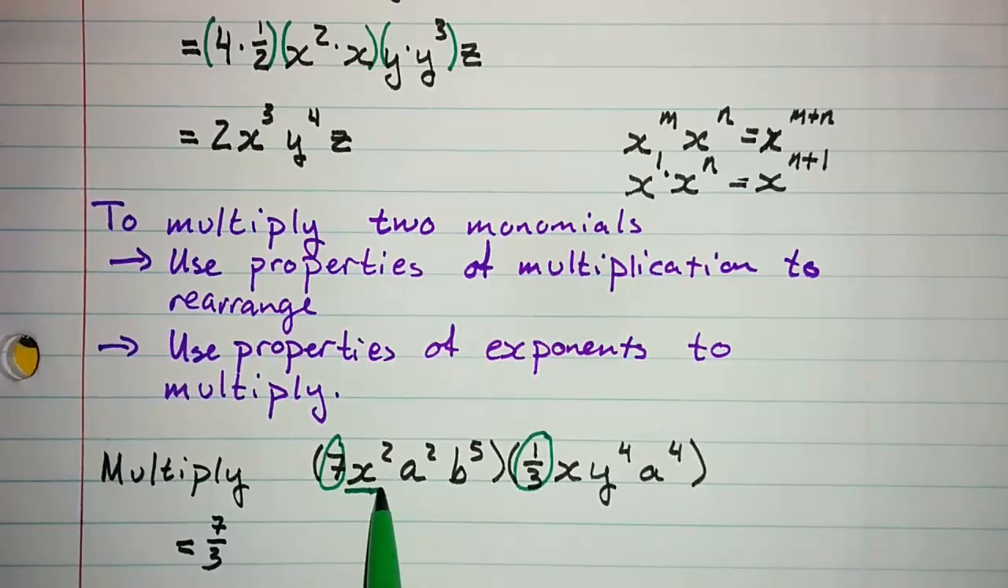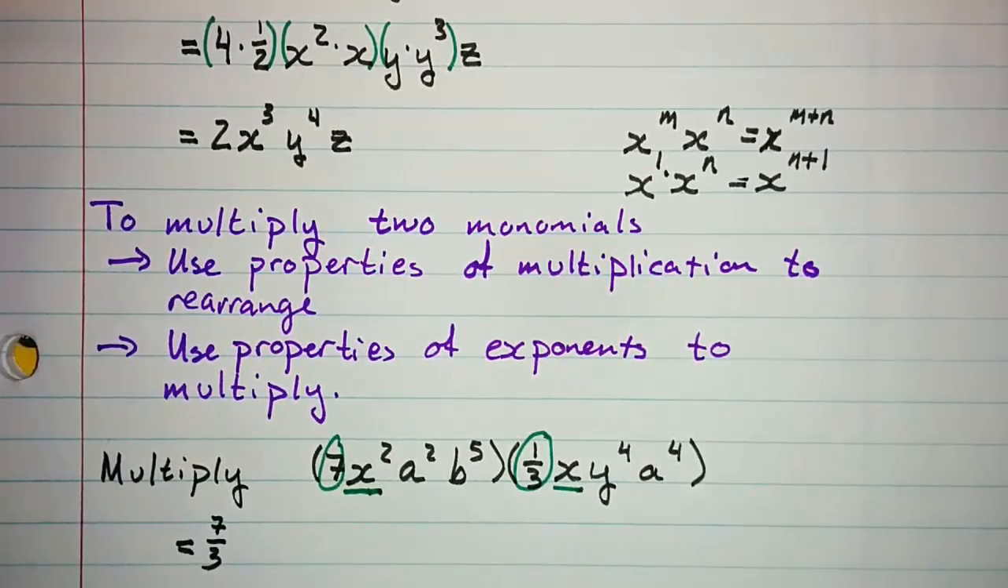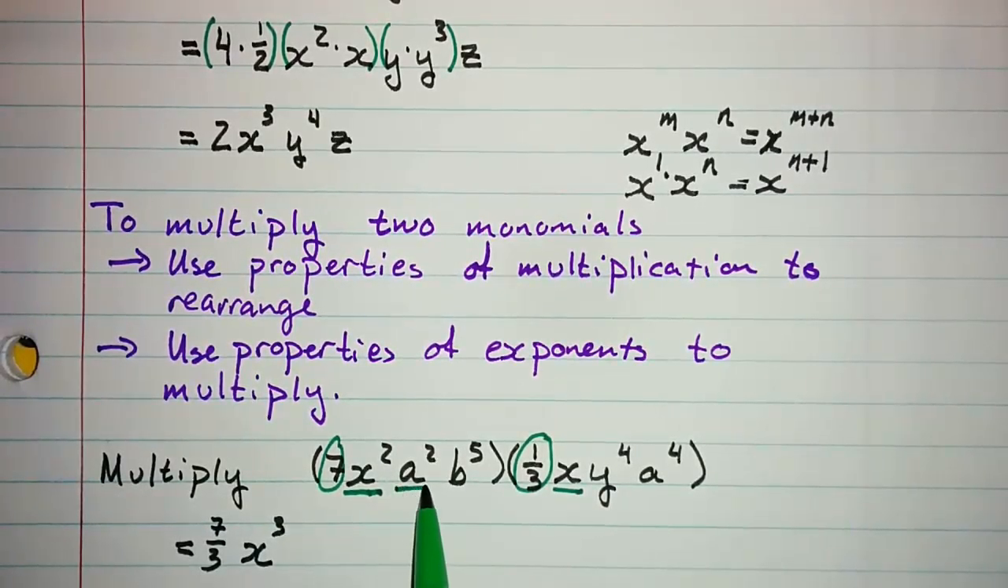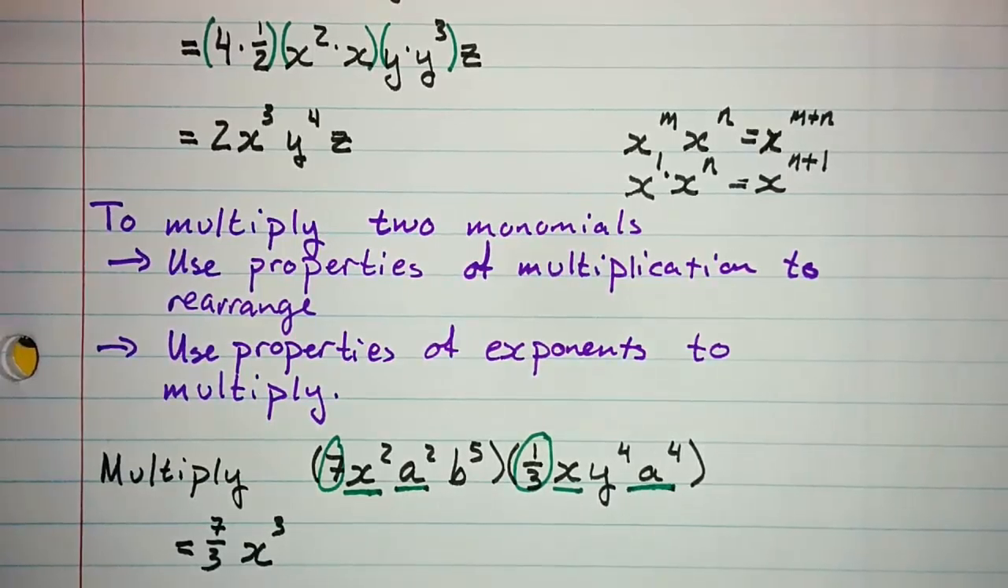Then here I have an x squared times an x. So I'll have 1, 2, 3 x's multiplied together. I'll have x to the 3rd. Here I have a squared times a to the 4th. How many a's multiplied together does that give me? 1, 2, 3, 4, 5, 6. A to the 6th. Then I'll have b to the 5th. That's my only b. And finally, my last, I have a y to the 4th.